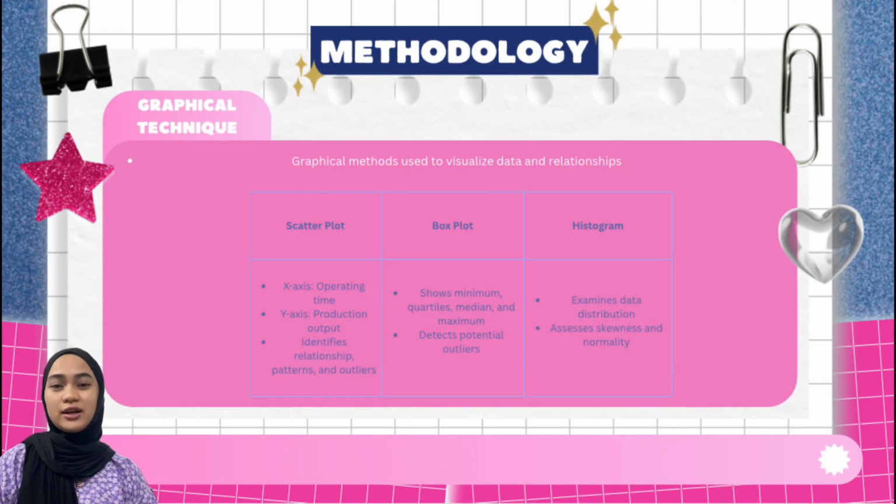Next, let's move on to the graphical technique. Graphical techniques were used to visually examine the relationship and distribution of the data. Firstly, the scatter plot was used with operating time on the x-axis and production output on the y-axis to identify any linear relationship, clustering patterns, or outliers. Next, a box plot was used to summarize the data distribution by showing the minimum, quartiles, median, and maximum value, as well as to detect potential outliers. Lastly, a histogram was used to assess the distribution of operating time and production output, including skewness and normality.